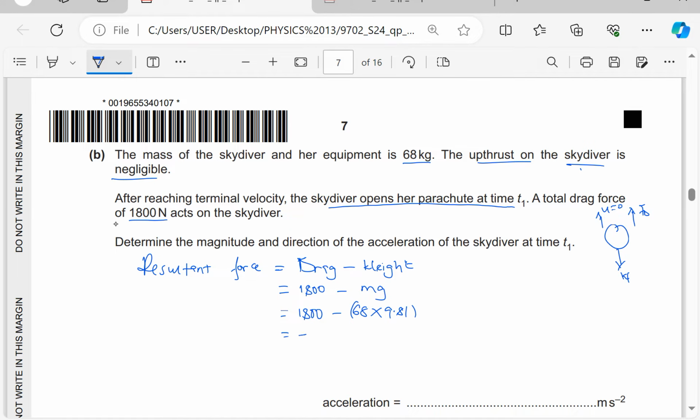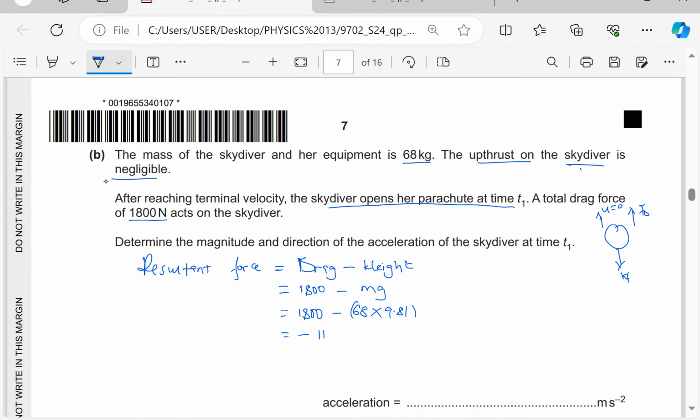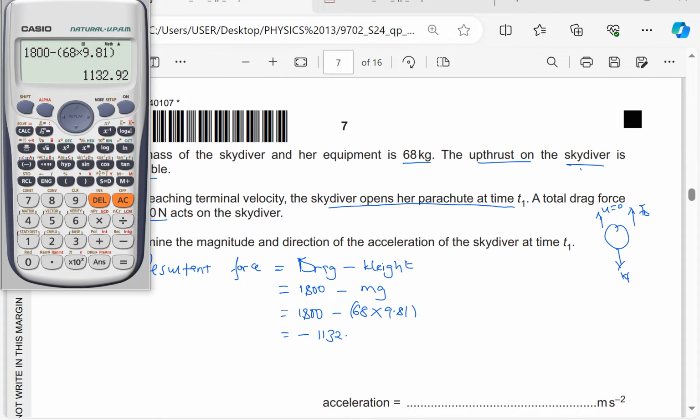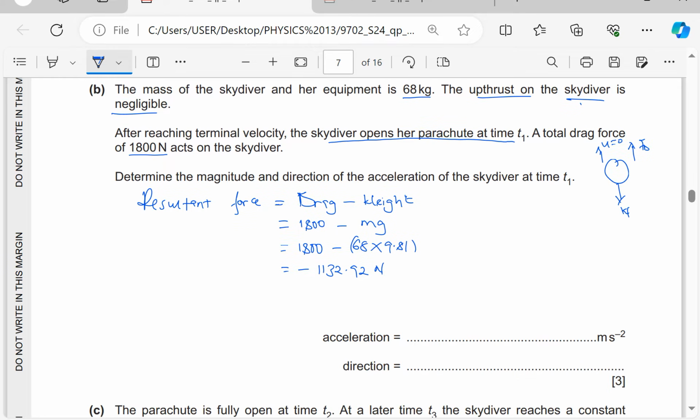So this is going to give us a resultant force which is negative, I think, because it's actually going to be decelerating. So 1800 minus 68 times 9.81. So this is going to be negative 1132.92 newtons. The negative just shows that the resultant force is in the opposite direction to that of motion.